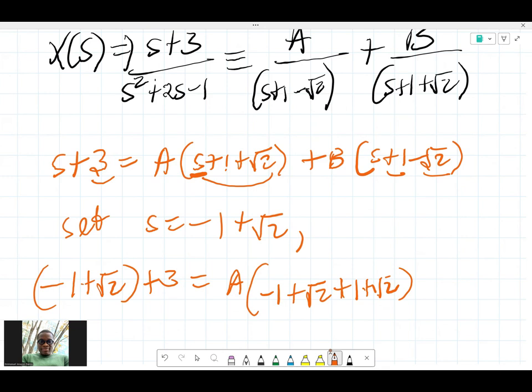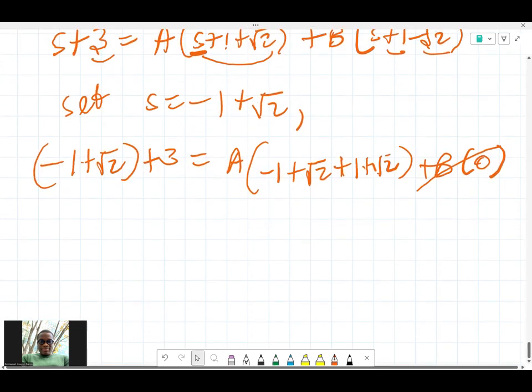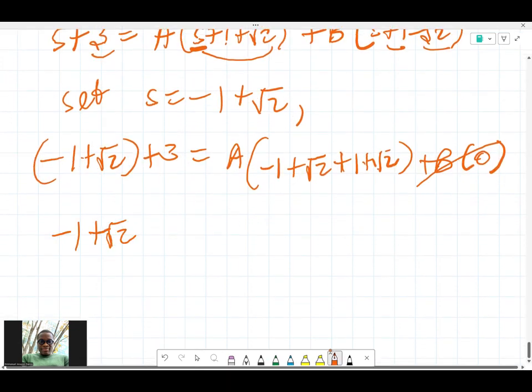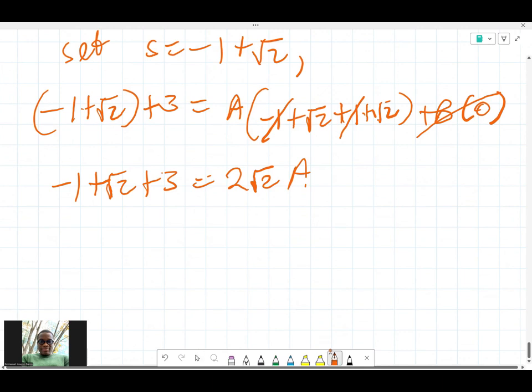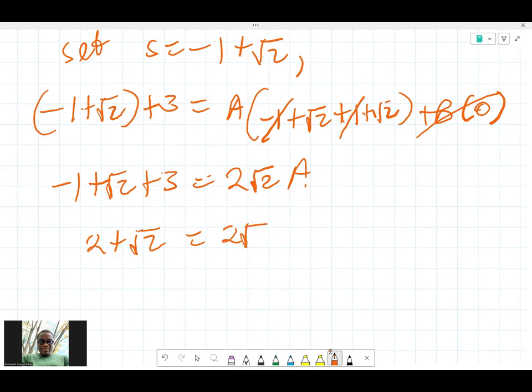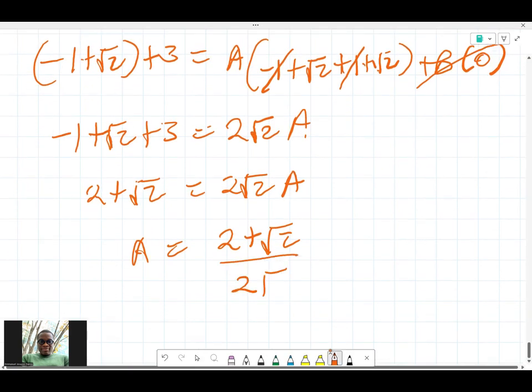So things are a bit more serious here. But b, of course, will just be 0 because minus 1 will cancel 1, plus 2 will cancel minus 2. So everything just goes to 0. So this b goes away. So we just have minus 1 plus root 2 plus 3 equals, okay, this cancels out. So we have 2 root 2. Root 2 plus root 2, that's 2 root 2a. So that a alone, of course, this is still 3 minus that. This is 2 plus root 2 equals 2 root 2a. So a alone is 2 plus root 2 all over 2 root 2.